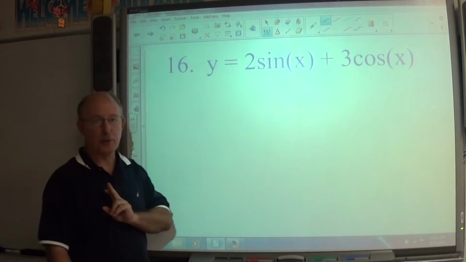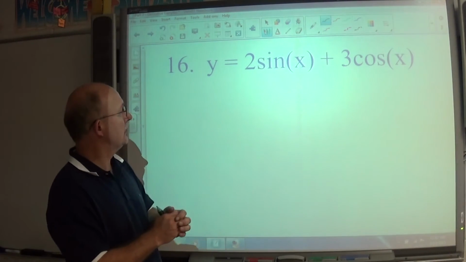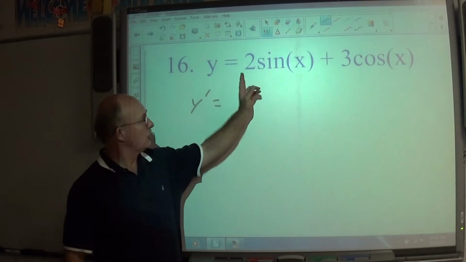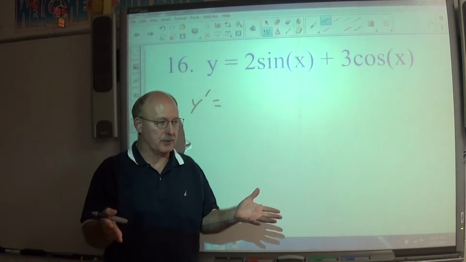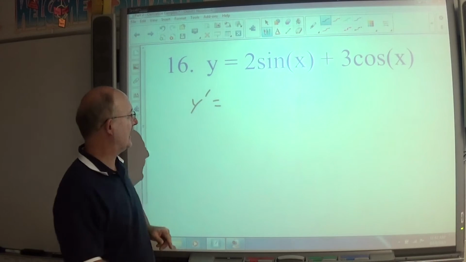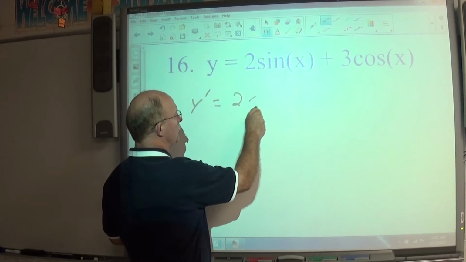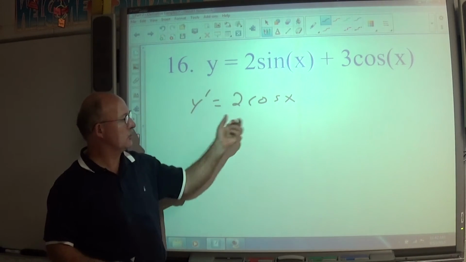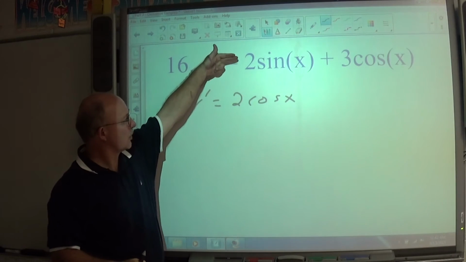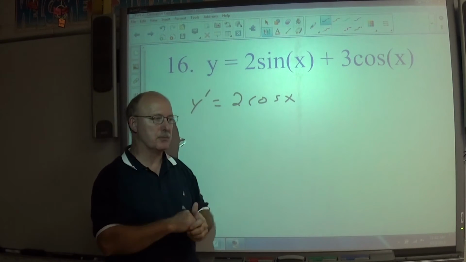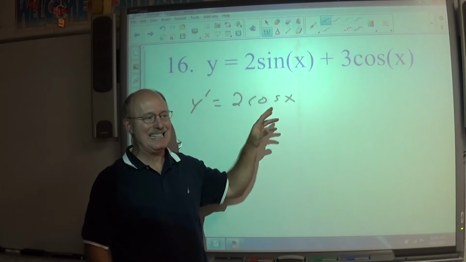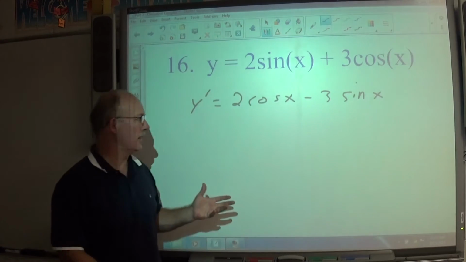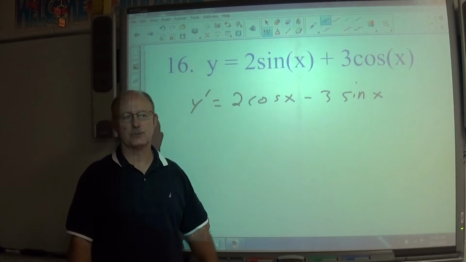Okay, let's try example number 16. Now another trig function here. Once again, we're just getting the derivative. So y prime is going to be equal to, and this is 2 sine x plus 3 cosine x. Now once again, as you take the derivative of 2 sine x, the derivative of sine is cosine, so it'll be 2 cosine x. So that's the derivative of our first term. Right, the coefficient, the 2, the constant multiple there, you just bring that down. Now the derivative of cosine is negative sine, so it'll be minus 3 sine x. And there you go. Now this can't be simplified. That's it. So that's our derivative.